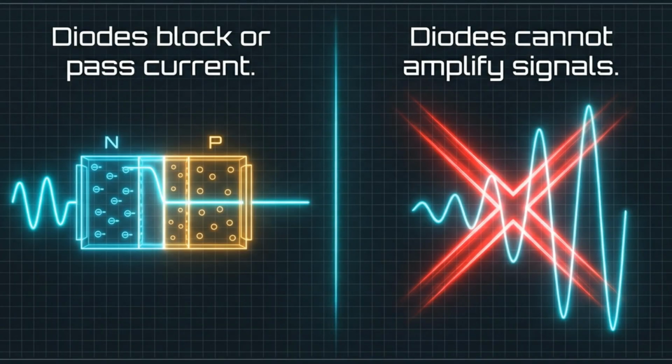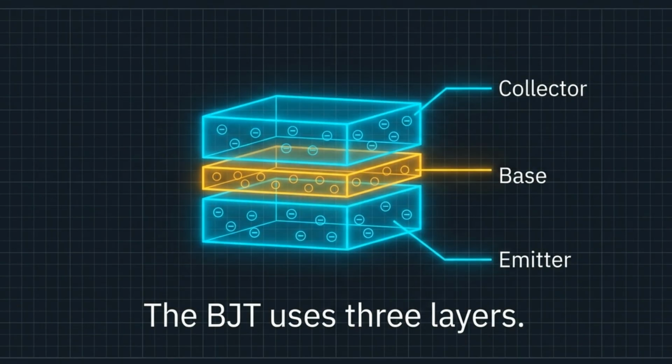While diodes can block or pass current, they are limited because they cannot amplify signals. For that, we need a different kind of structure. Enter the BJT, or Bipolar Junction Transistor. Unlike a two-layer diode, the BJT utilizes a three-layer configuration: the emitter, the base, and the collector.